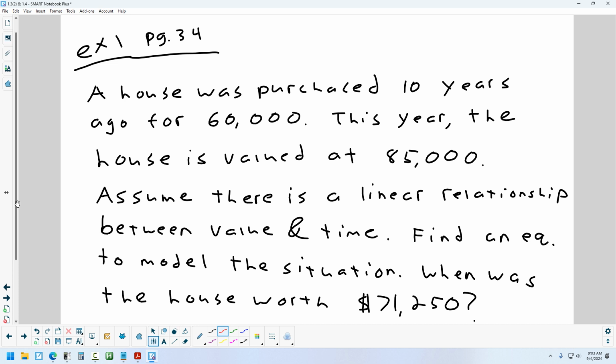We're going to assume that there's been a linear relationship between the value of the house over time, which basically means the value of the house has just gone up like that. Okay, straight line. I want to find an equation to model that, and then I want to figure out when the house was worth exactly $71,250.